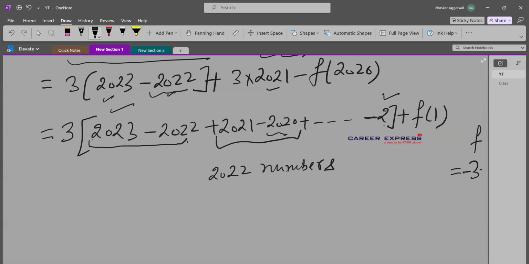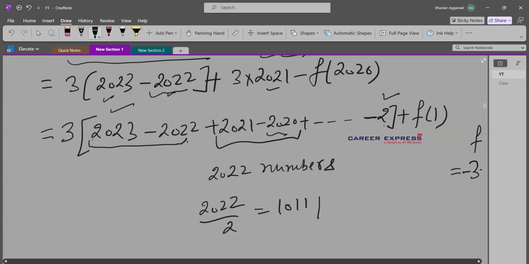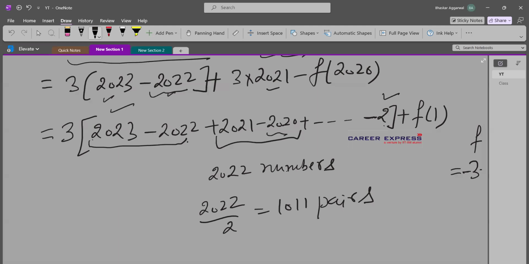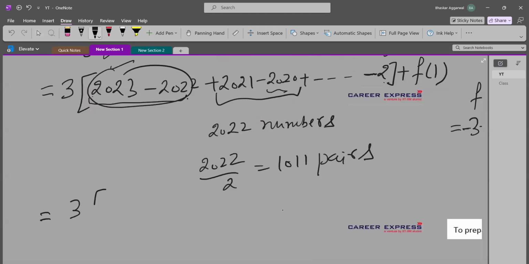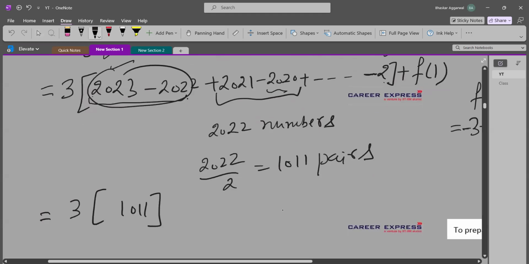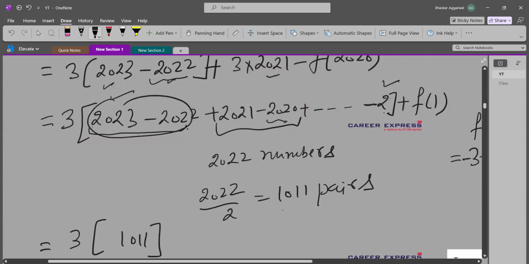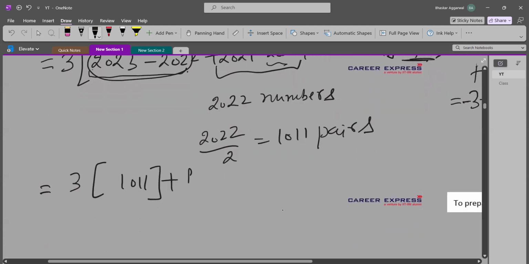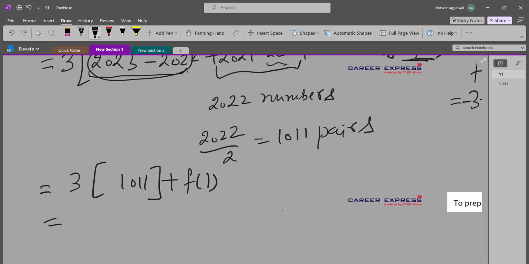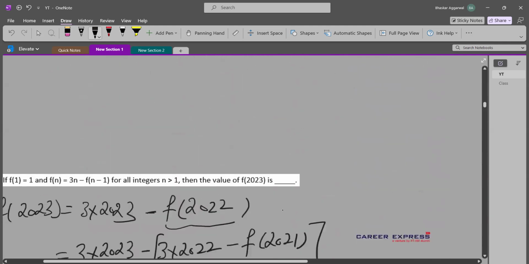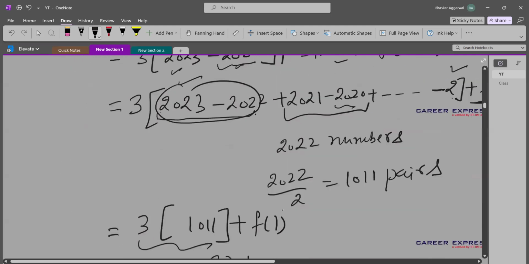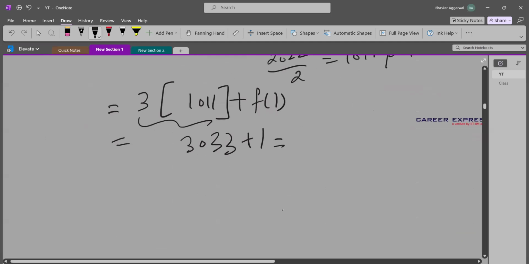So how many pairs are there? 2022 upon 2, that means 1011 pairs. And every pair gives us a result of 1. So I can say how many ones are there? 1011. If we add all those ones, it will be 3 times 1011. And then we have f1 outside. So the result will be 3033, and the value of f1 given in the question is 1. So 3033 plus 1, it will be 3034. So that will be the answer.